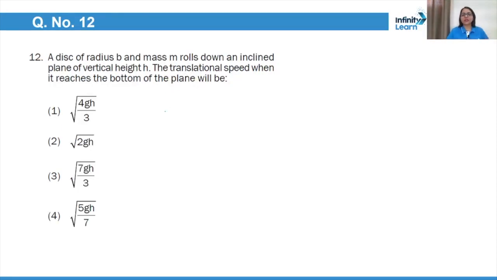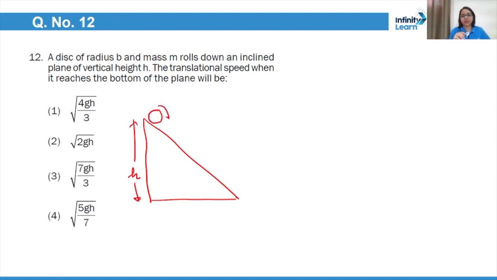Question number 12. A disk of radius b and mass m rolls down an inclined plane of vertical height h. So we have this situation in this question: an inclined plane of height h, and this disk is rolling down. The translational velocity when the disk reaches the bottom of the plane is? So basically, when the disk is rolling down, its total kinetic energy will be gained from the loss in potential energy.